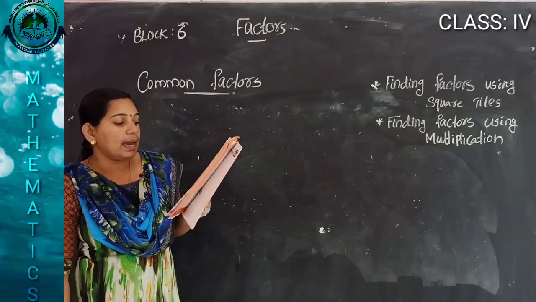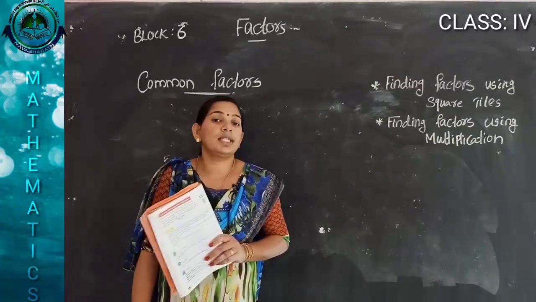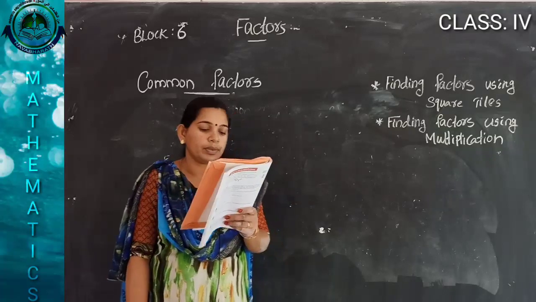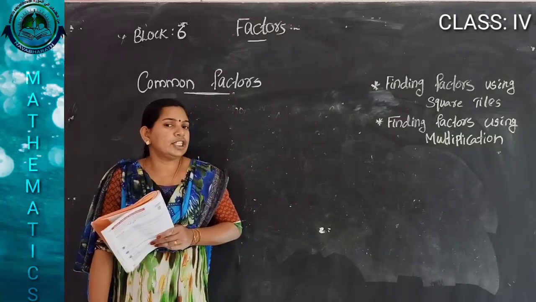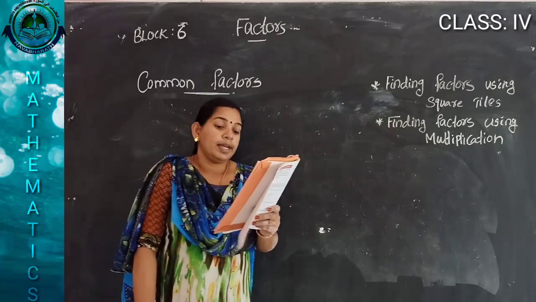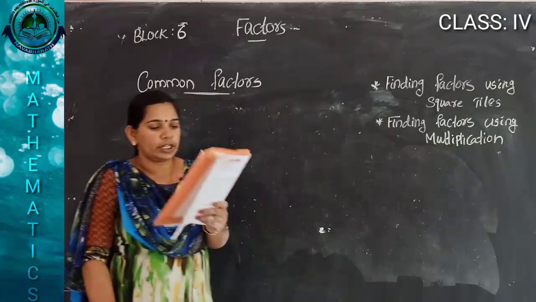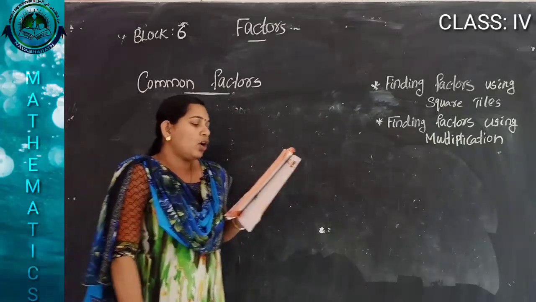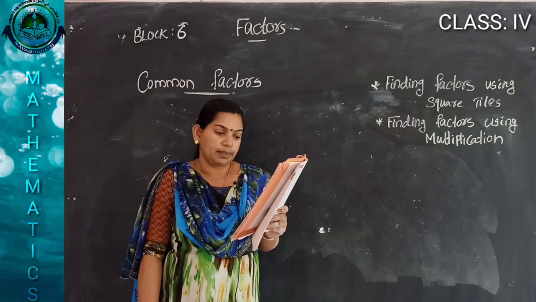Fill in the missing number. 2 into what number is equal to 20? The number is 10. Then 5 into dash is equal to 45, which number? Yes, 9. 9 into dash is equal to 81. Yes, 9 into 9 is 81. Then find all the factor pairs using multiplication facts.